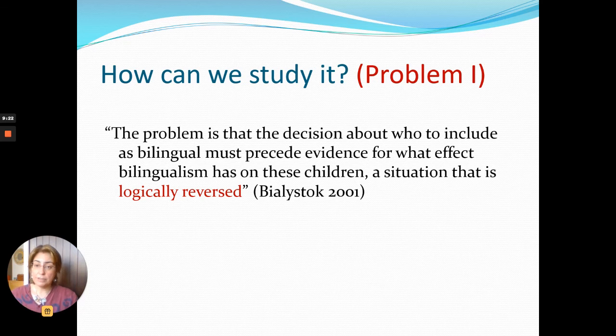Now, why is this important? It is important because when you study the phenomenon of multilingualism, you study the individuals, and you encounter a first problem. And the problem, as Bialystok expresses here very well, is the following. The problem is that the decision about who to include as bilingual must precede evidence for what effect bilingualism has on these children, on the bilingual children. A situation that is logically reversed.